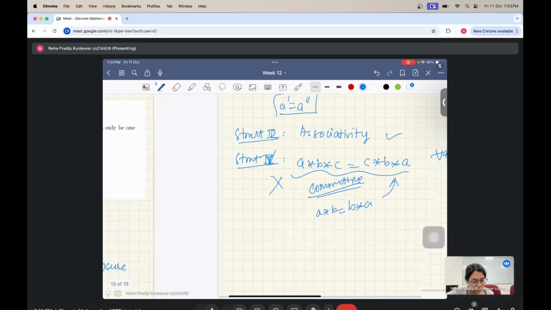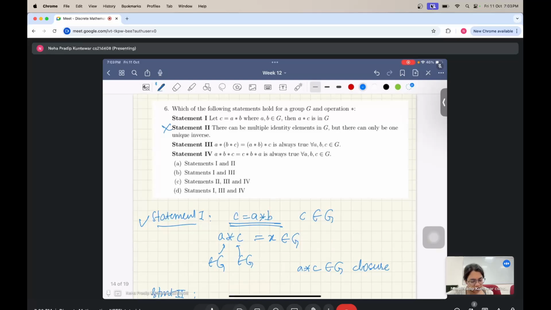So the answer to this is statements 1 and 3, which is option B.